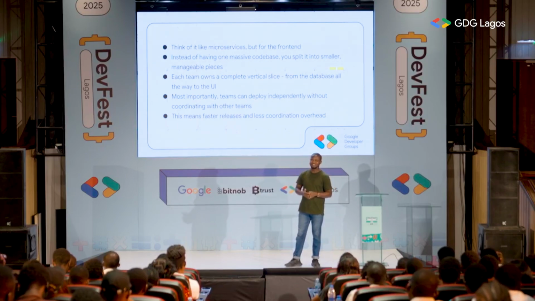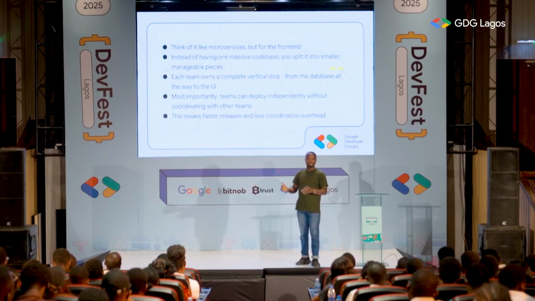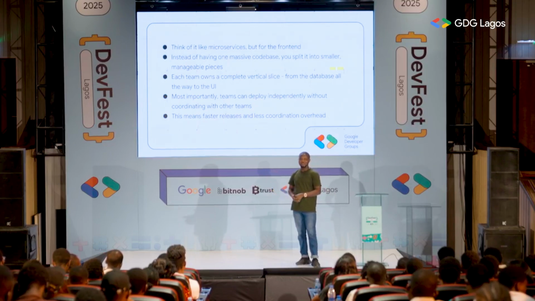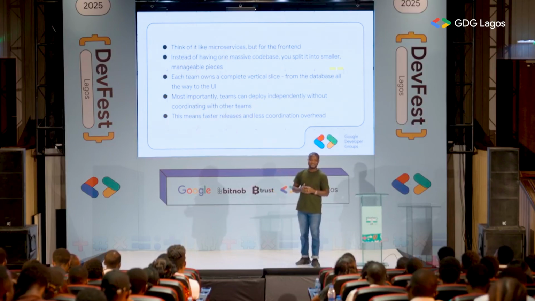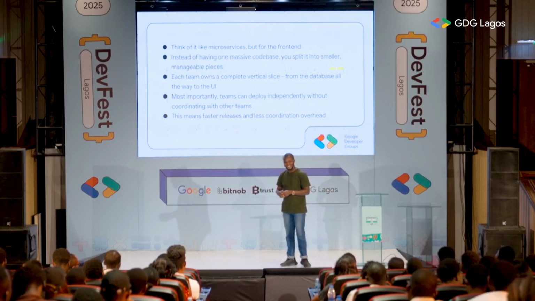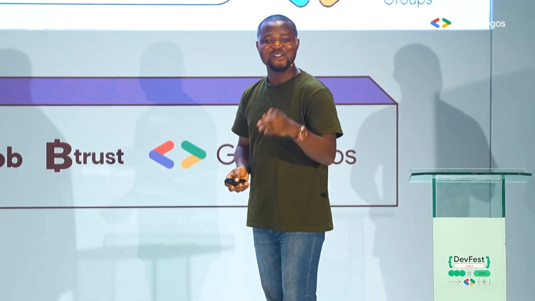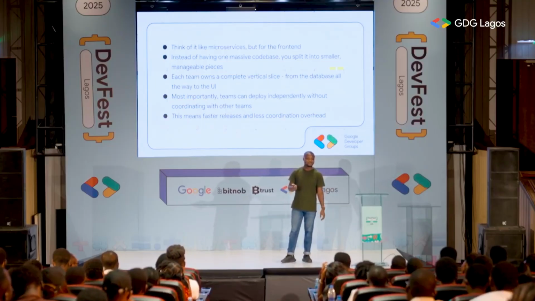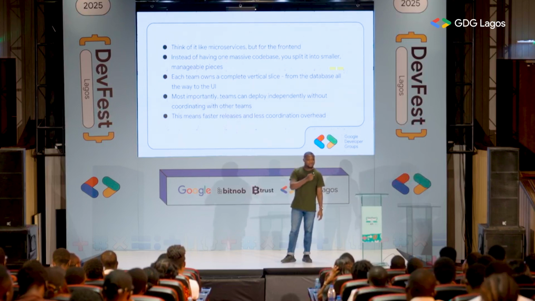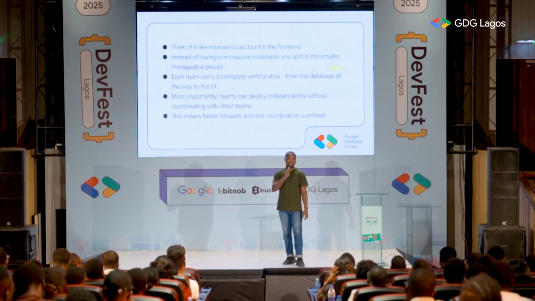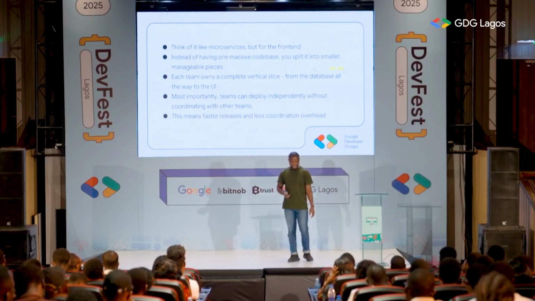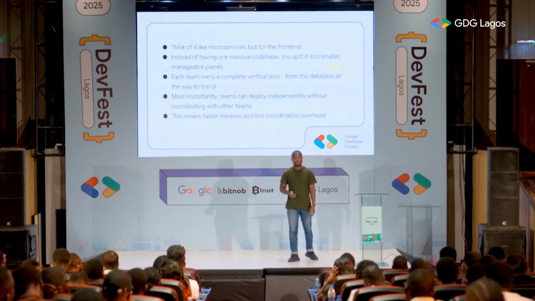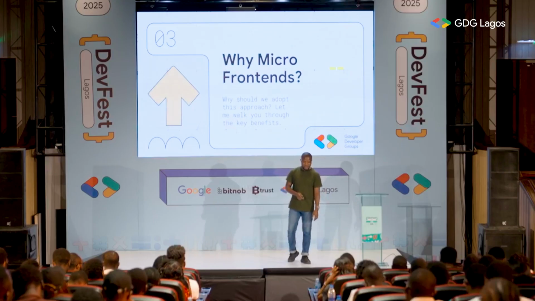This is different from a setup like Nigeria here, where one single team manages an entire application, front end and back end. You've seen that kind of job ad before: front end, back end, database, DevOps, only you. You must even be able to design. So this means faster release. So why micro frontend?